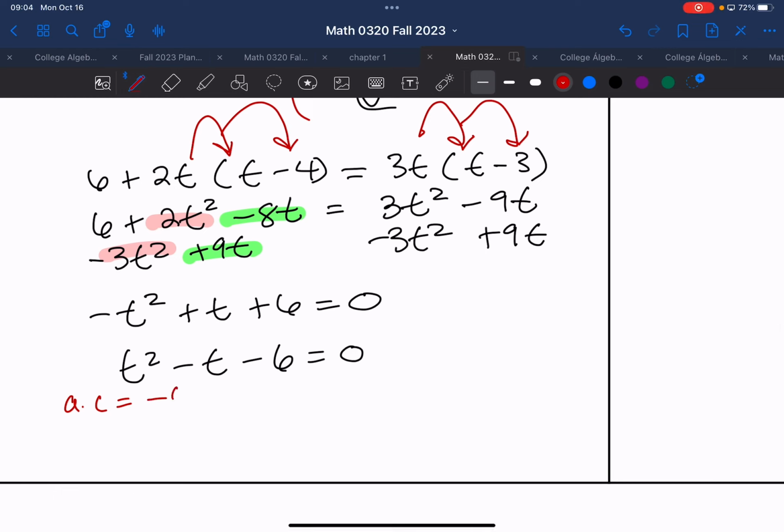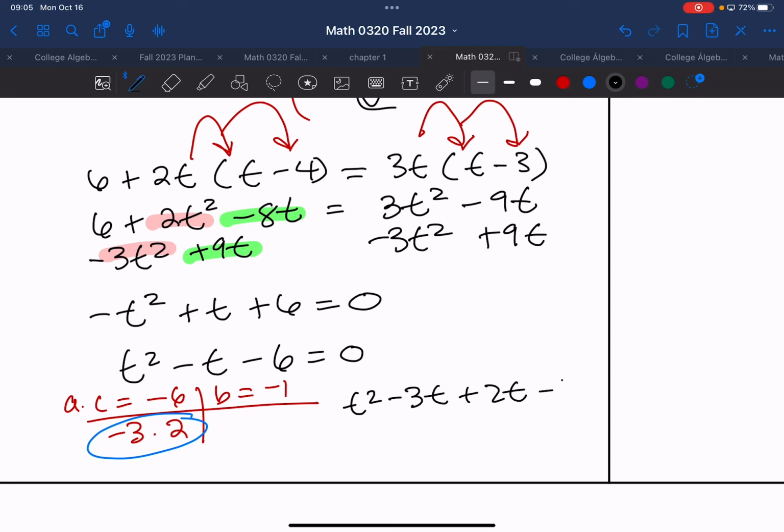So A times C in this case is what? Yep, 1 times negative 6, which is negative 6. And what's our B? Negative 1. So what two factors multiply to negative 6 but add to negative 1? Negative 3 and 2, correct. Negative 3 times 2 gives us negative 6. If we add them together, we get negative 1. So these are our factors. So that means I have t squared minus 3t plus 2t minus 6. So now I'm going to factor by grouping.